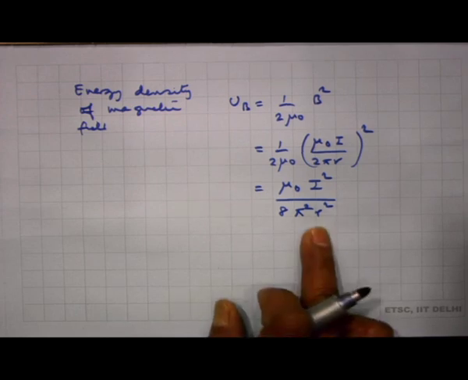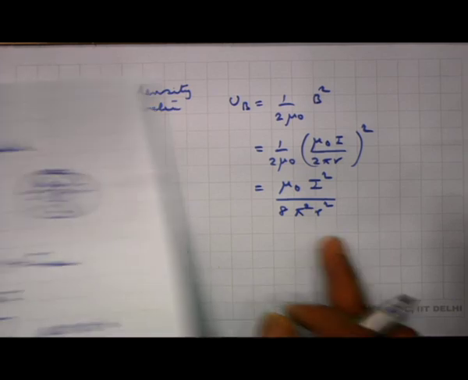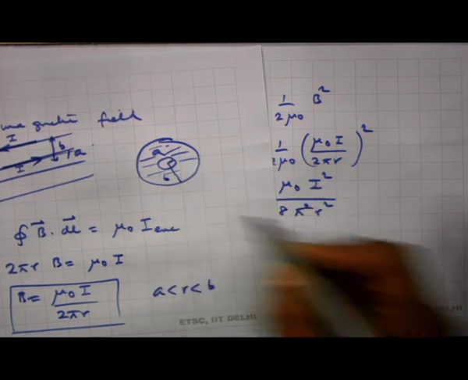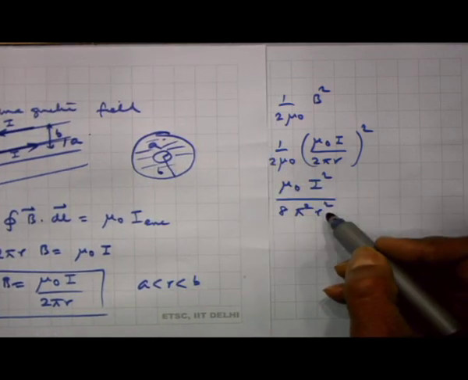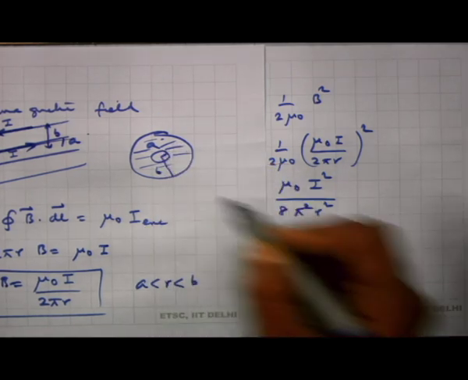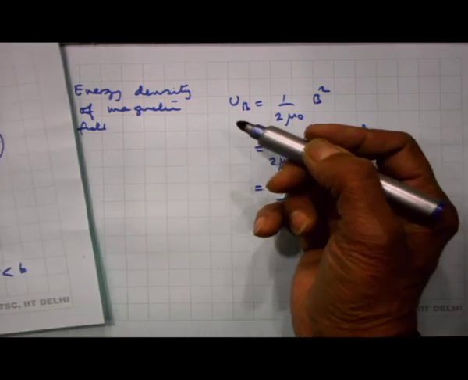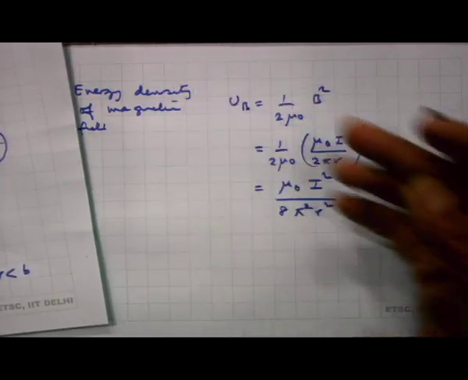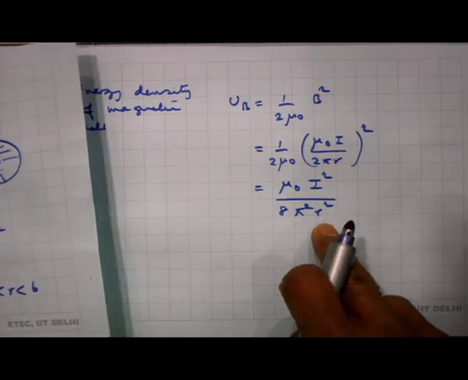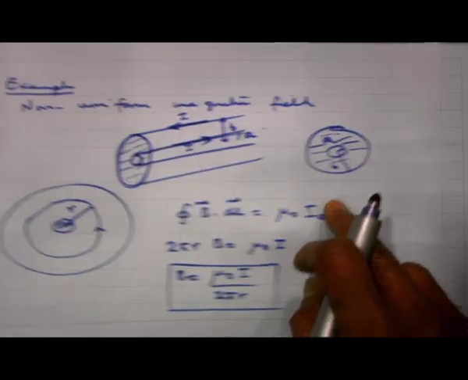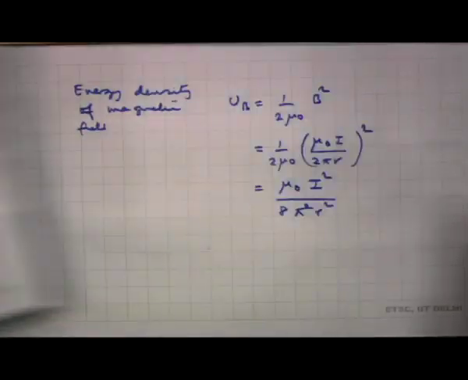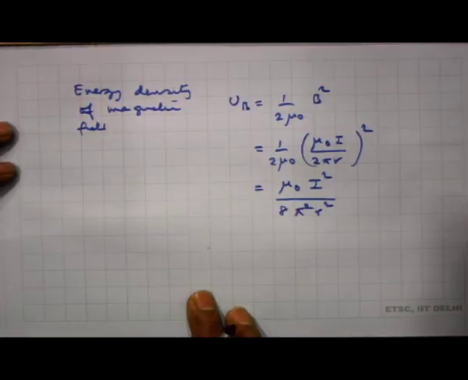Now, please note here that the magnetic field is not uniform, the energy density is not uniform. The energy density is maximum close to the inner conductor where r is small, where r is close to A, and as r increases, as you move away towards the outer conductor, the magnetic energy density decreases, because magnetic field itself is decreasing. So, here is an example where the magnetic energy density is not uniform across a cross section, it varies with position. Now, to calculate the total energy, I must integrate.